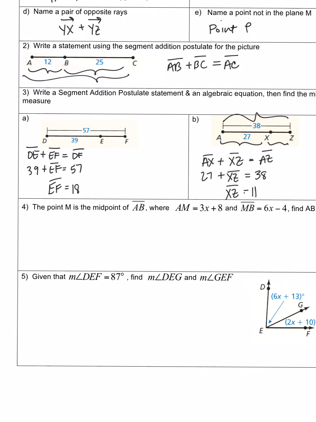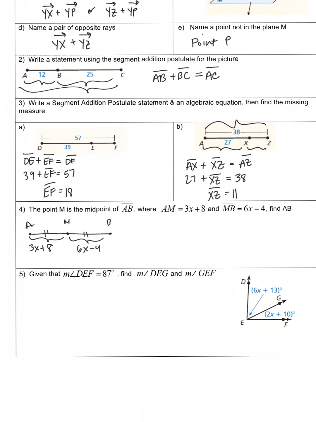All right, the point M is the midpoint of AB. Remember, the midpoint means in the middle. So this is AB and the midpoint is in the middle. That means these segments are congruent. So AM is 3x plus 8, and MB is 6x minus 4. In order to find AB, I can just set these 2 expressions equal. Since M is the midpoint, I know these are equal because M splits the segment in half.